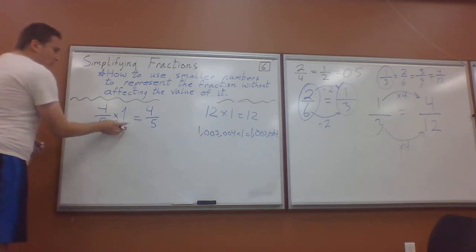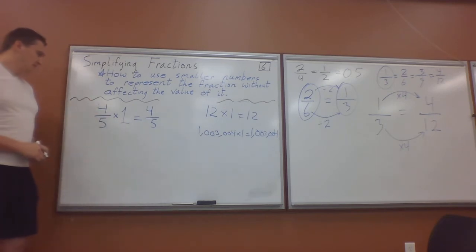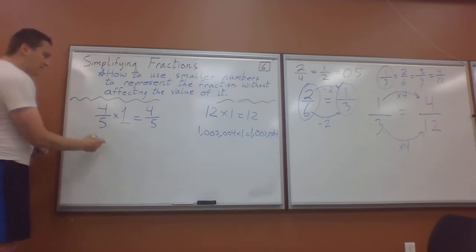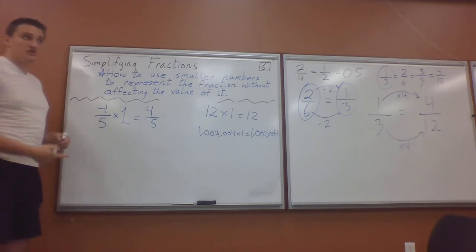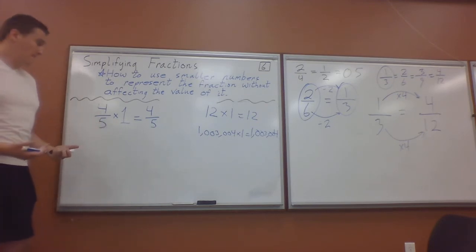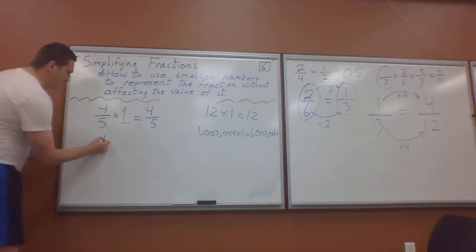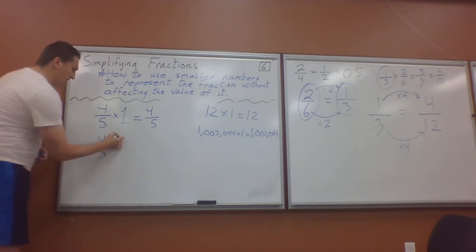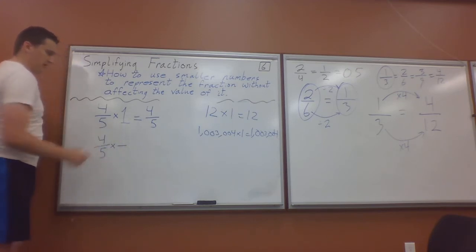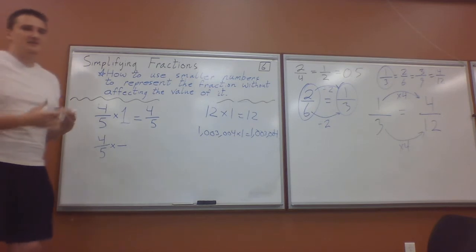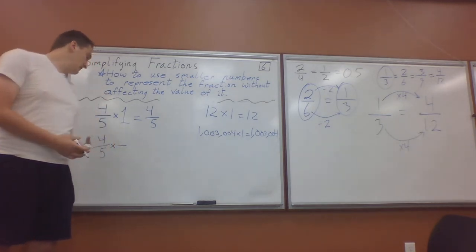So if multiplying by 1 never changes the value of something, then multiplying it by a fraction that's equal to 1 shouldn't change the value of something either. So what's a fraction equal to 1? Well, let's experiment a little bit. 4 divided by 5. I want to multiply that by some fraction that's equal to 1. Well, we know that anything divided by itself is going to be equal to 1.